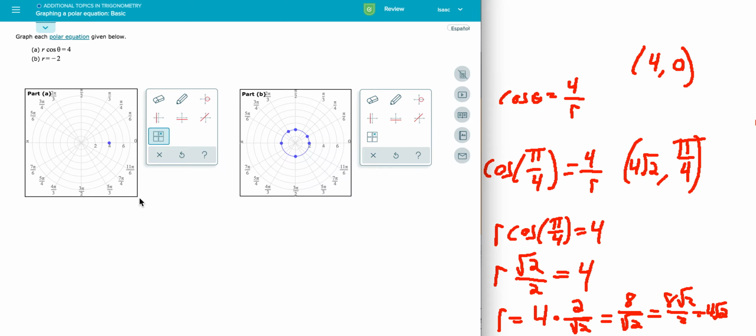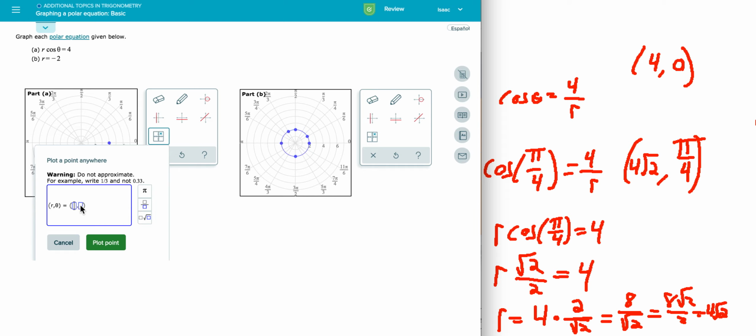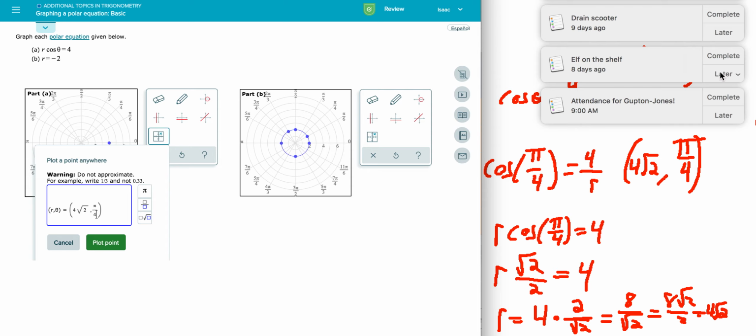So let's see if Alex will let us do that. We got 4 square roots of 2 when we plugged in pi over 4. That's a point that we want to graph, okay?